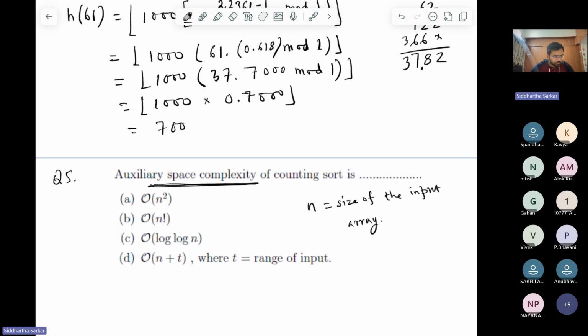So I'll give you some time. There is an answer. D is correct. Alok is saying D. Let us see what others are saying.